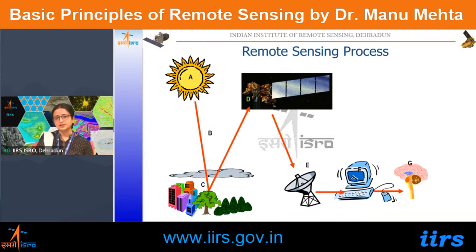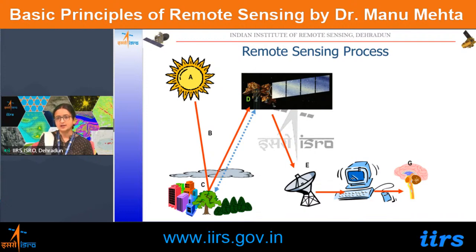Okay, so this is how your remote sensing process will go. Now, there is a possibility, as shown with this dotted double-sided arrow, where the source is not A. The source is on the platform itself. It's like when you take pictures using the flash on your mobile camera.